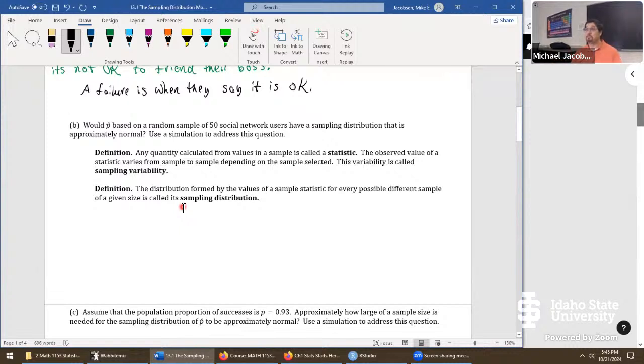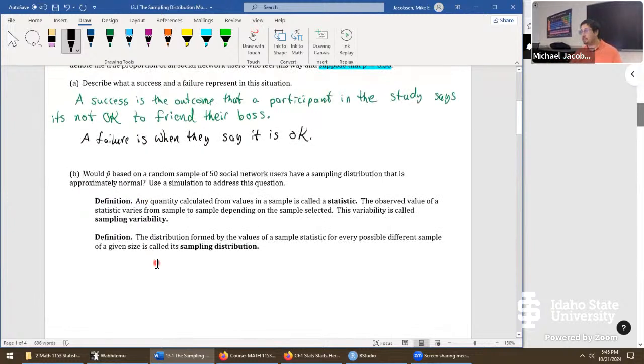So I think that's where it gets pretty tricky. The way this comes into play is they ask in part B, would p hat, based on a random sample of 50 social network users, have a sampling distribution that's approximately normal? Well, that kind of depends on the sample size, but here's how we're going to do it.